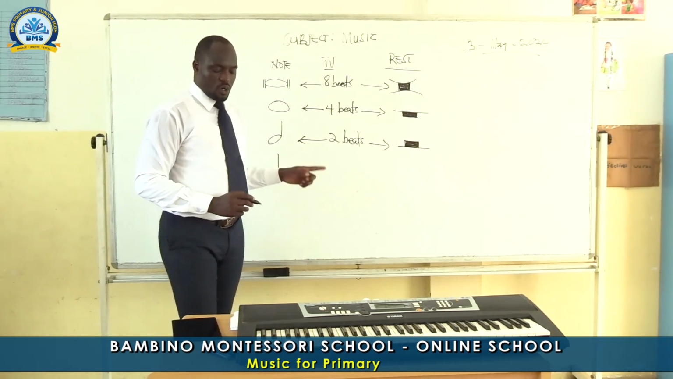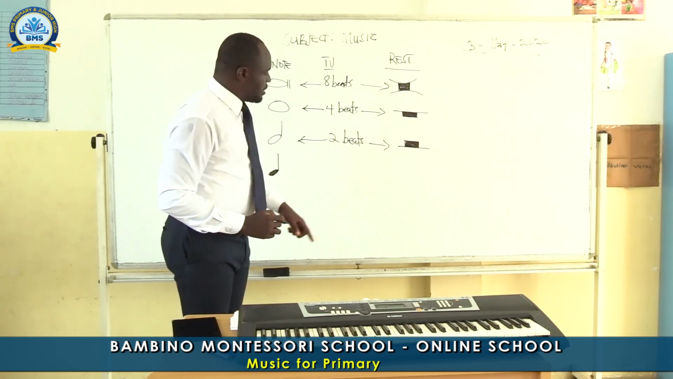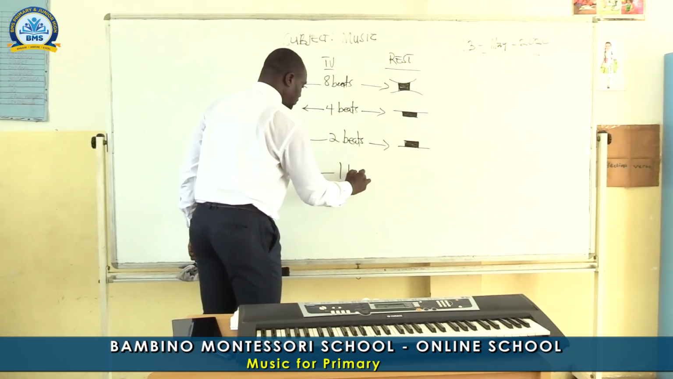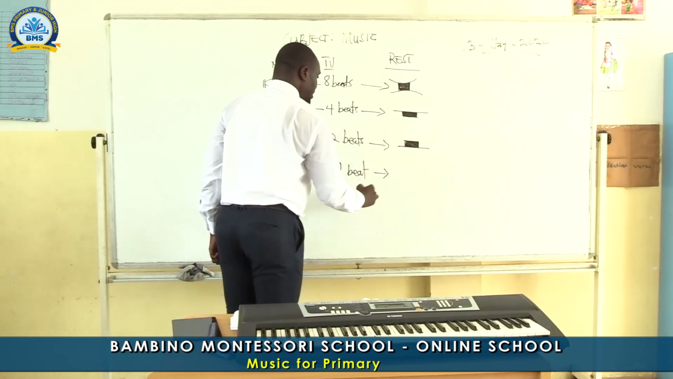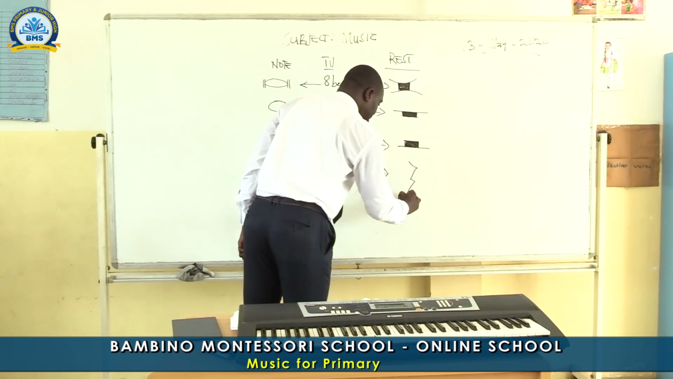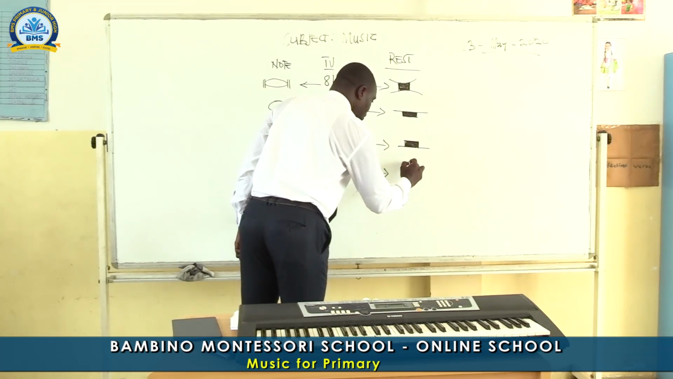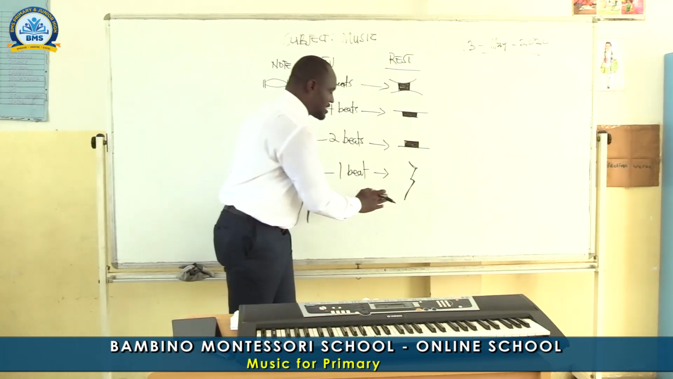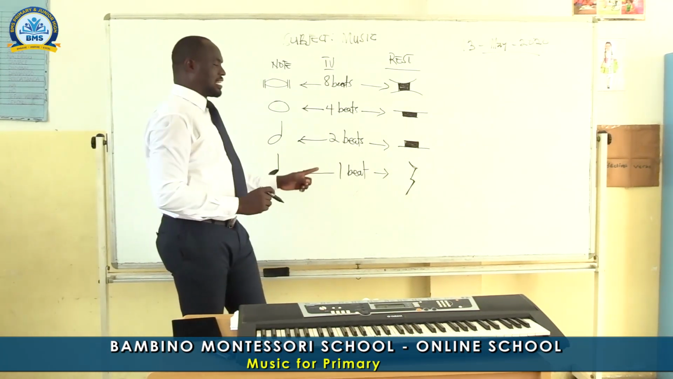Let's come to the quarter note, which the British call crotchet. The British call it crotchet. What's the time value? 1 beat. And this rest sign looks like a lightning bolt. That's how it looks.